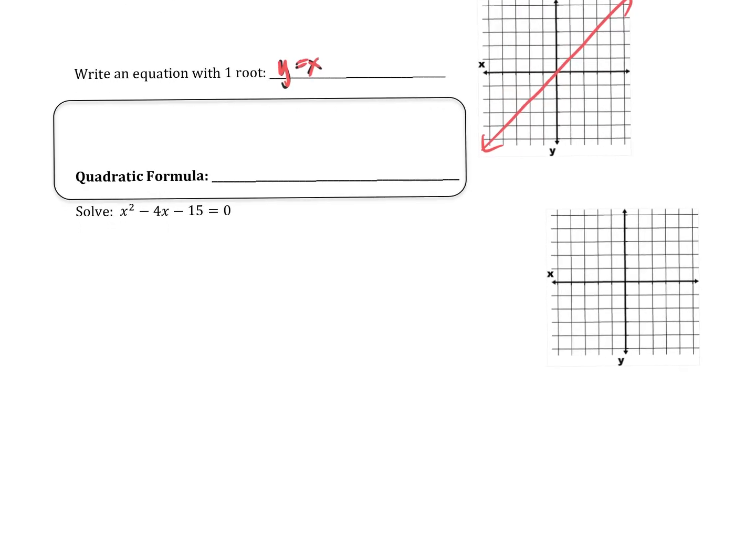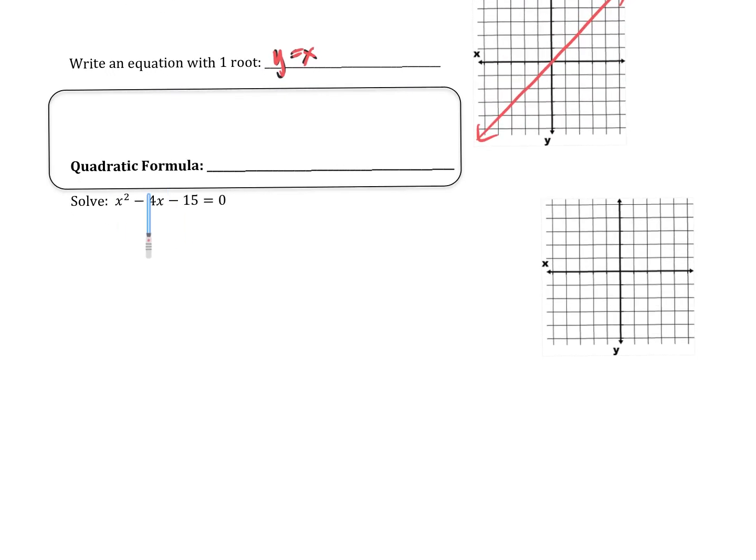Here's the deal. What if we go to toot this? Let's try to toot it. What multiplies to be negative 15 and adds to be negative 4? No integers, I'll tell you that much. So this still has roots. Let me show you. If I graph this, it does cross the x-axis.